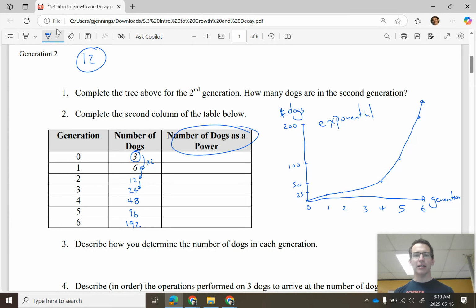Now, can we write the number of dogs as some kind of power? Can we write this in some form? I'll give you a hint. If we were to make this a function, it would be in the form y equals some number multiplied by some number raised to the power x. So what would I have for my a and my b if I wanted to write these as a power? Could you do a = 3, b = 2, and x = 0?